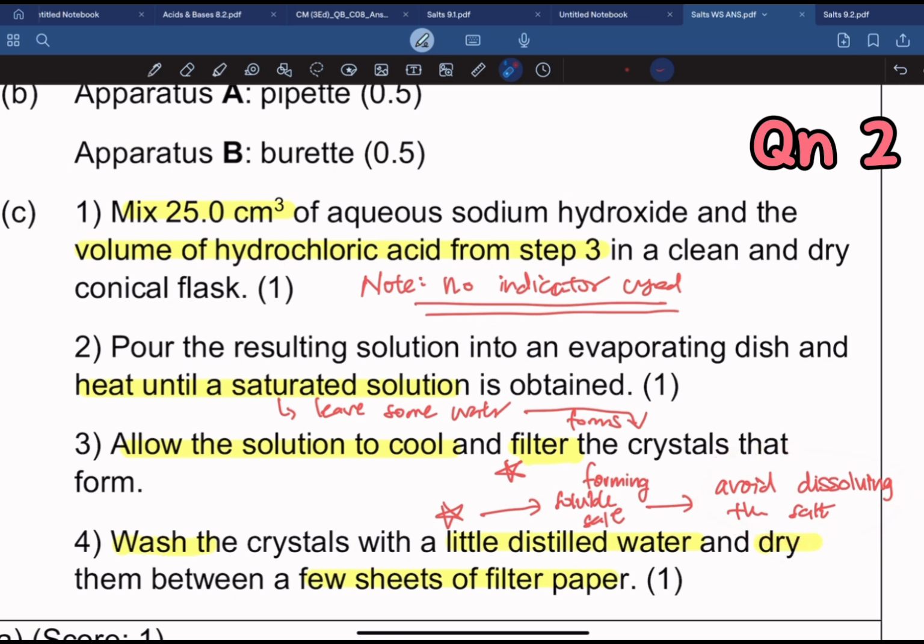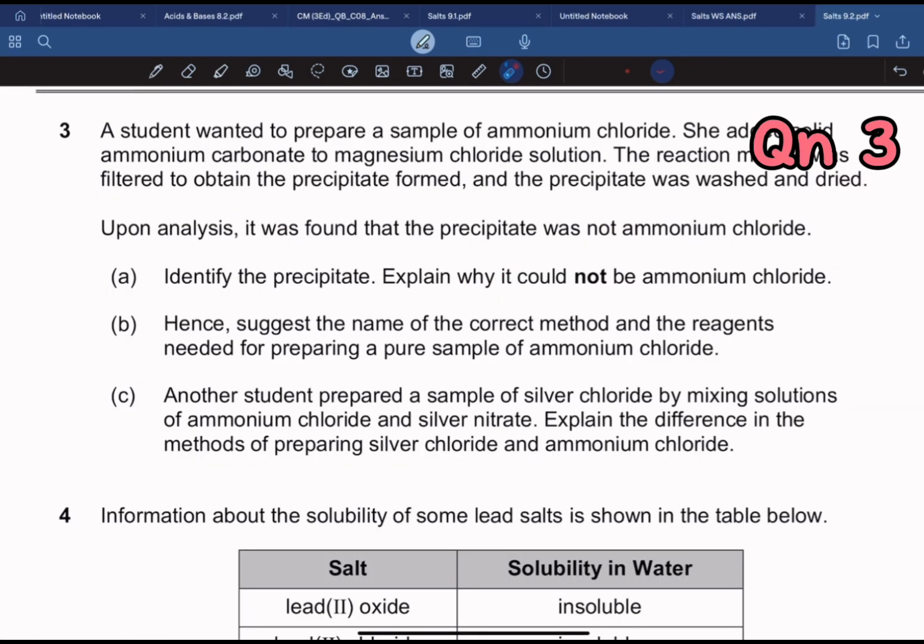For titration, usually they won't ask you to write the whole thing. If they ask you to write part of it, make sure you have a repeat experiment with no indicator used, because you don't want your crystals to be contaminated after they are formed. Then you continue to heat until saturated, allow to cool, filter, wash, and dry. So that's for titration. That's for question 2.